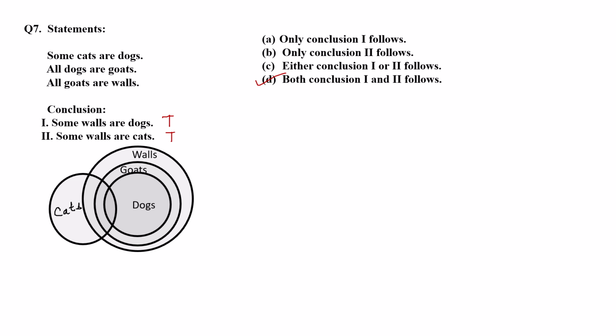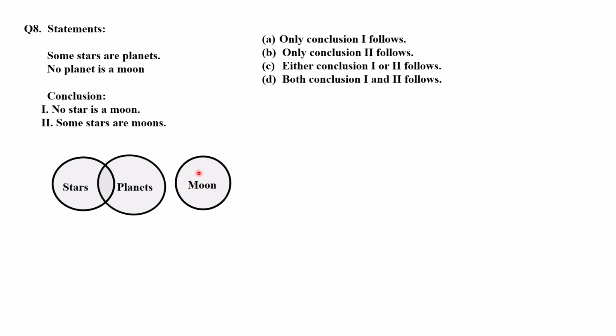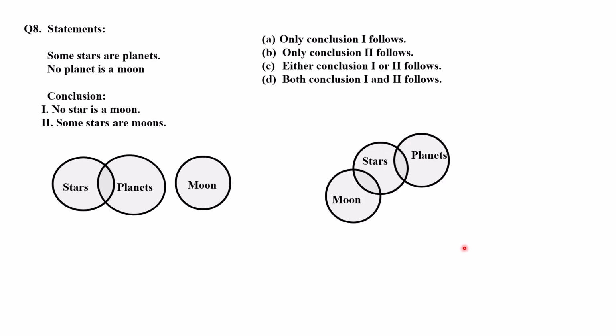Now moving to question number 8. Again, this is a statement and conclusion question. So we will draw the Venn diagram. The first statement is some stars are planets. So some stars are planets, and then no planet is a moon. So moon is outside. Now this is one of the cases, isn't it? Now the other case will be some stars are planets and then no planet is moon. I can draw over here also, because this is also satisfying the condition that no planet is moon, isn't it?